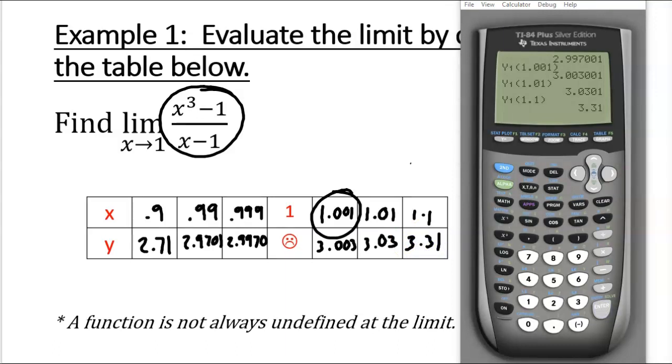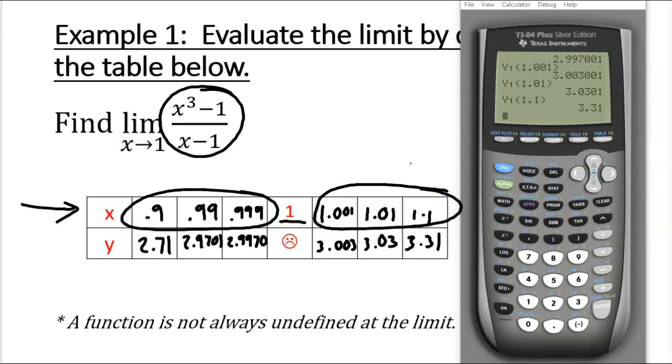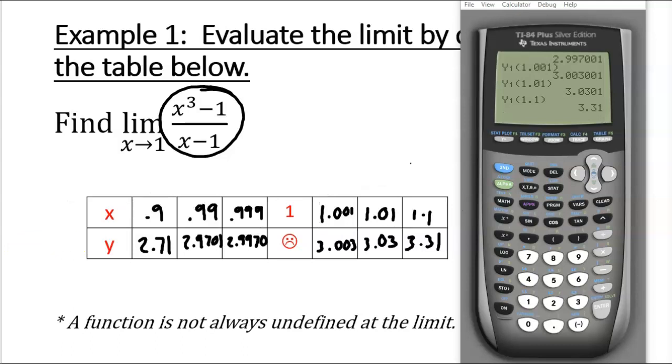All right, so we've done it. So let's review our steps really quick before we move on, because I want to make sure you guys got the idea. So the first thing we did was we found our x values. We found our x values by subtracting 0.001, 0.01, and 0.1 from 1. We found these ones by adding 0.001, 0.01, and 0.1 to 1. And then to find our y values, we just plugged each one of those x values in, and we got it. So now what do we do?